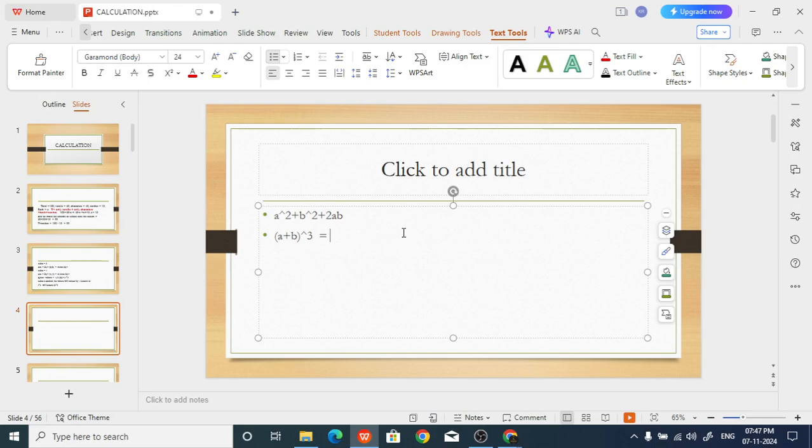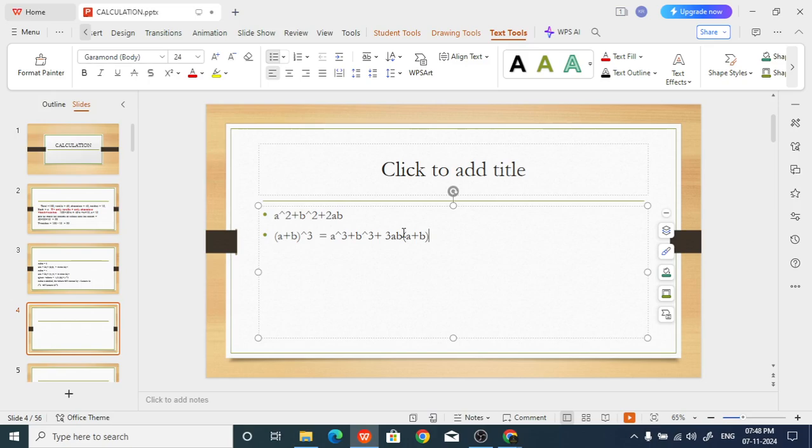Yes, sir. So a cube plus b cube plus 3ab plus a plus b, sir. So 3ab plus a plus b. Am I correct? So that is a cube plus b cube plus 3a square b plus 3ab square. So if somebody asks a plus b whole cube, how many terms are there?